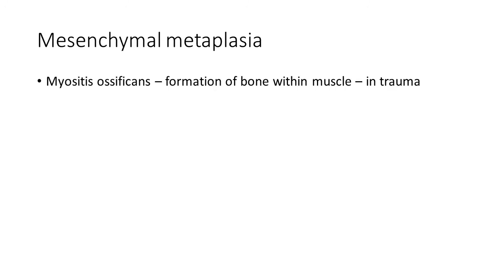Mesenchymal metaplasia is one adult mesenchymal tissue transforming into another type of adult mesenchymal tissue. Example is myositis ossificans, where there is formation of bone within muscle, and this happens due to trauma. Coming to the last one, there is the dysplasia.